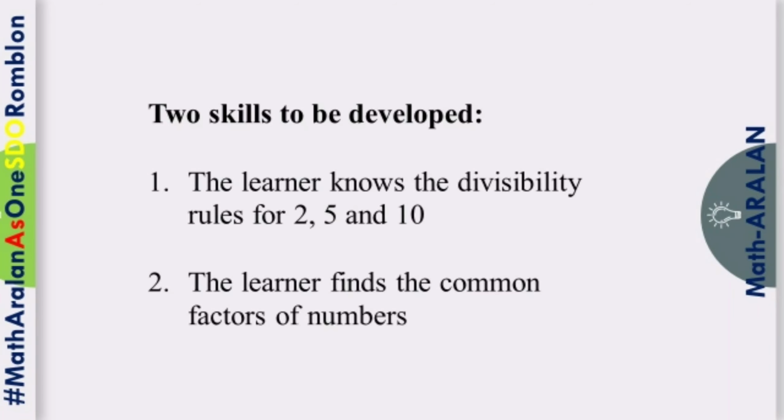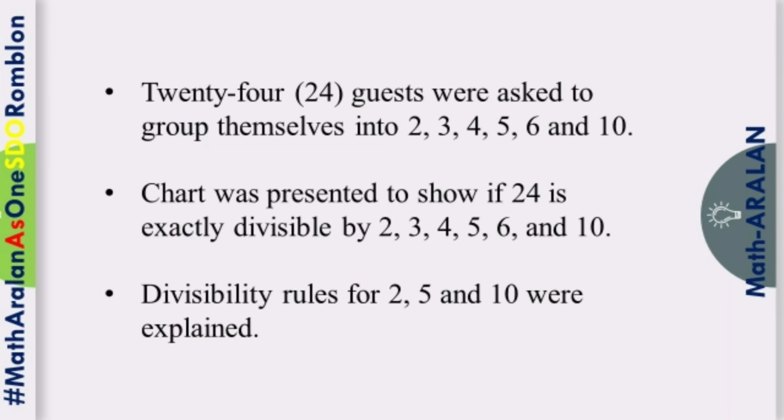of numbers. In the learner's materials for grade 5, the opening problem states that 24 guests were asked to group themselves into 2, 3, 4, 5, 6, and 10. Then a chart was presented to show if 24 is exactly divisible by 2, 3, 4, 5, 6, and 10. Then, divisibility rules for 2, 5, and 10. The first skill perhaps was achieved. The students were able to learn the divisibility rules for 2, 5, and 10.